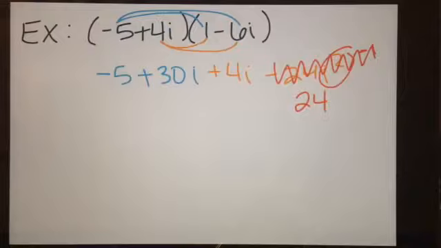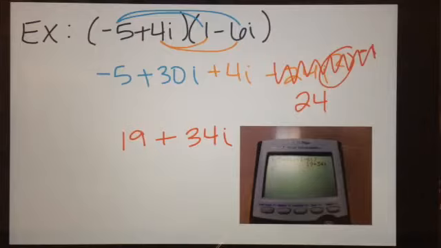Now I'll go ahead and combine my like terms. So negative 5 and positive 24 is 19. 30i and 4i is 34i. All right, so there's me plugging it in exactly the way it looks, checking my answer. Now for the last couple problems, they're all division problems. You're not going to have to do these by hand as much, ever, really. So we're going to go ahead and just completely do these on the calculator.